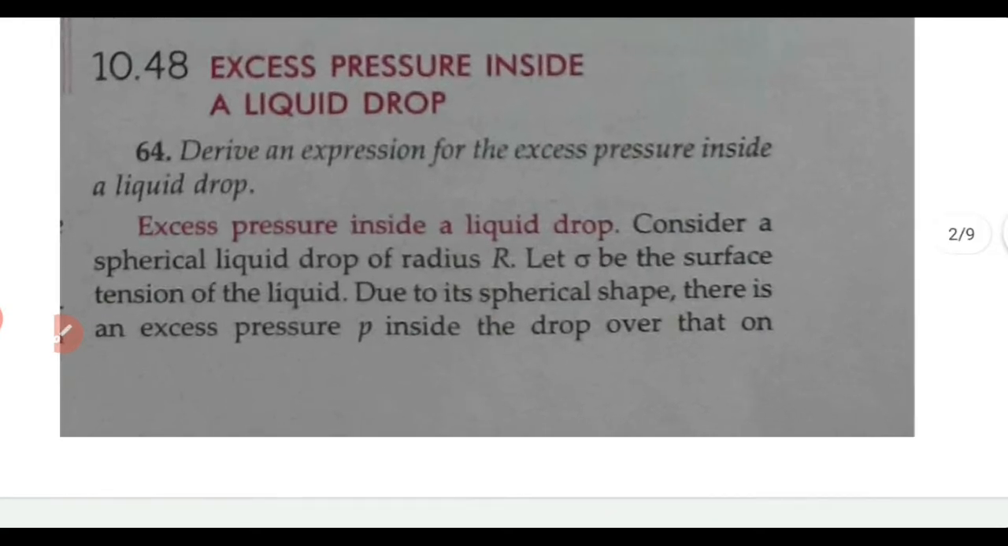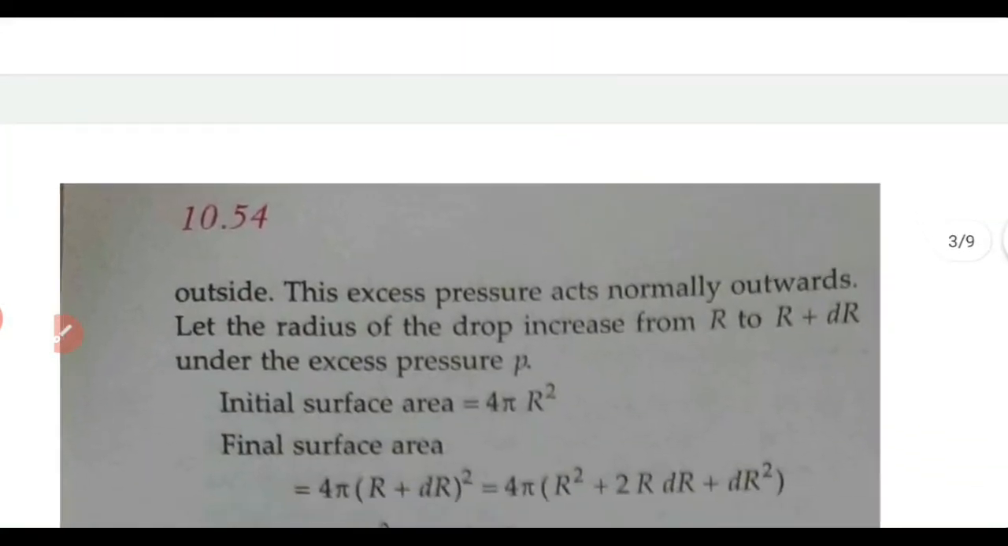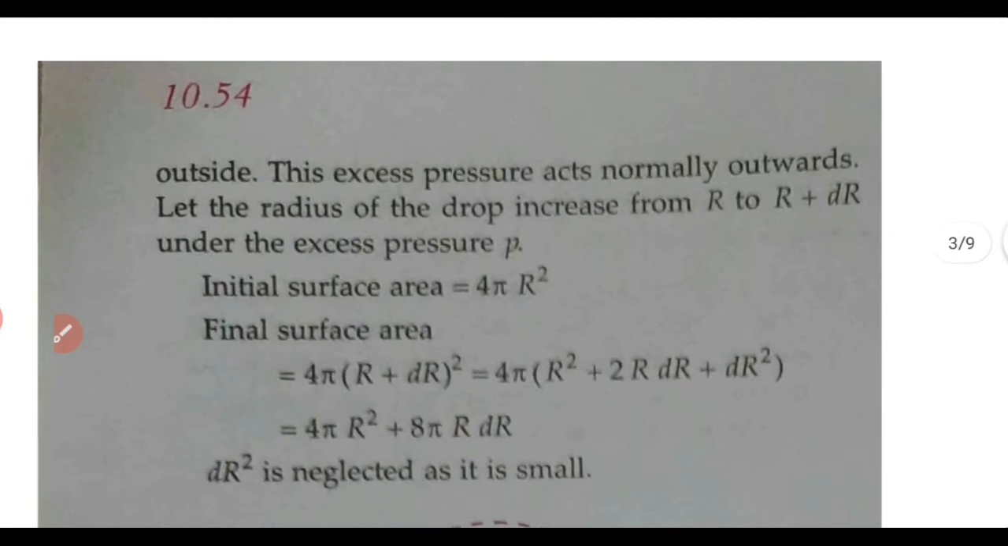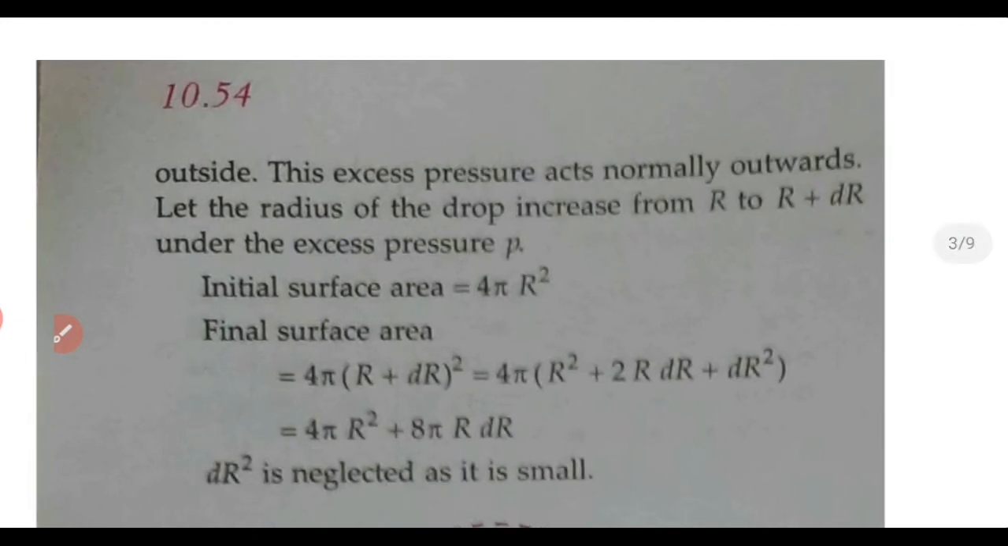To find the expression for that excess pressure, we consider a liquid drop of spherical shape whose radius is r. Let sigma be the surface tension. You can take it as S because we already took S as the surface tension. Due to the spherical shape, there is an excess pressure P inside the drop. Now, this excess pressure will be acting normally outwards.